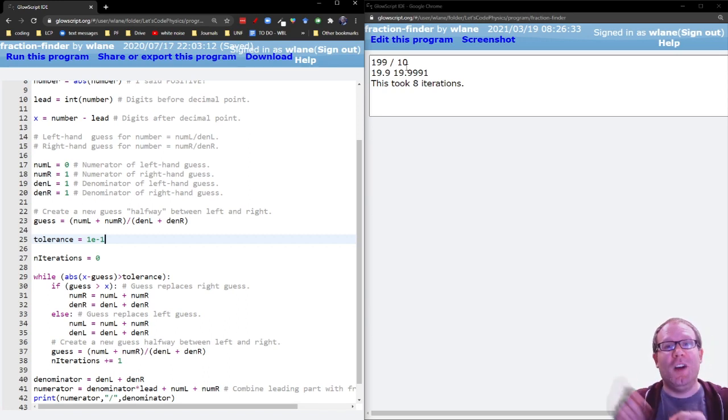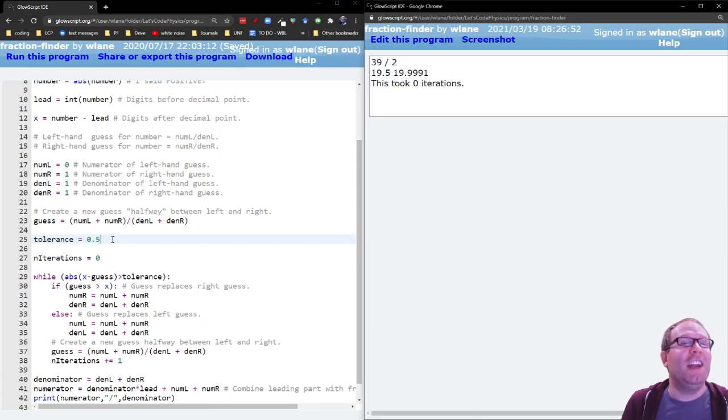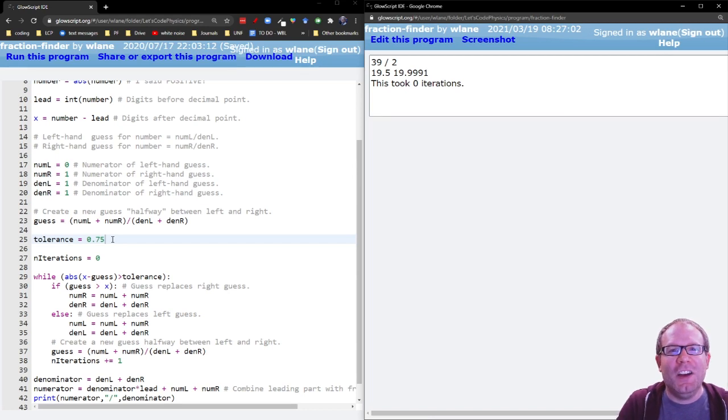Which is almost 200 over 10. So we're almost at 20 just after 8 iterations. Maybe we change this to a 0.5 to be accurate to within a half. We get 39 over 2, which is about 40 over 2, which is 20. Let's try 0.75. Can we get this thing to 20 over 1? I don't know. Yeah, no, we can't do that because even after 0 iterations, it guesses a 19.5. Yeah, because it's always going to guess a half as the first part.